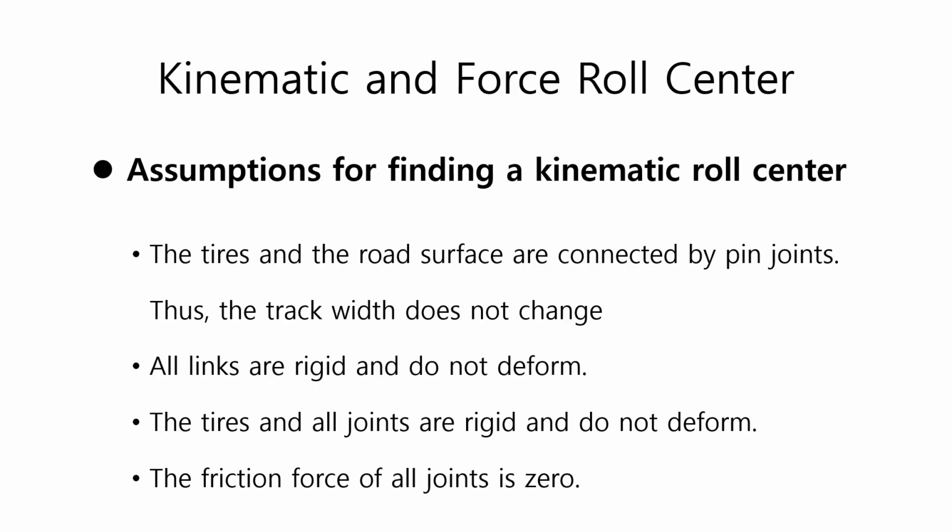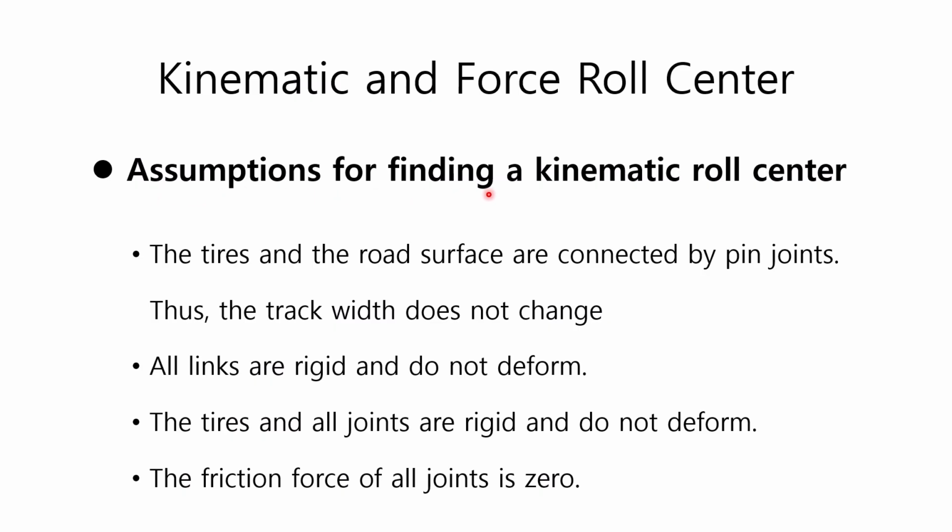Let's look at the difference between the kinematic roll center and the force roll center. The kinematic roll center can be determined by viewing the vehicle suspension as a mechanism with interconnected rigid elements and finding the instantaneous center of the sprung mass relative to the road surface. A double wishbone suspension has 8 links, 10 joints, and 1 degree of freedom. Determining the kinematic roll center requires certain assumptions.